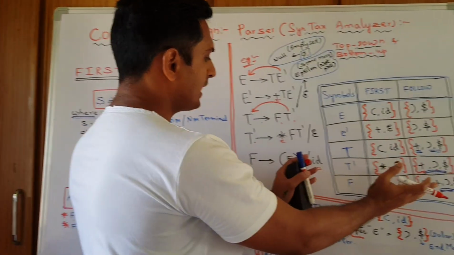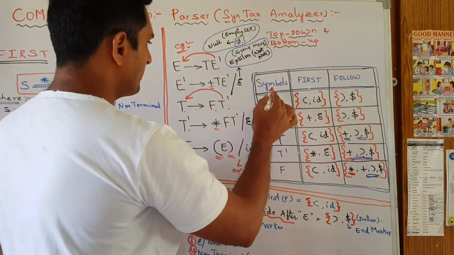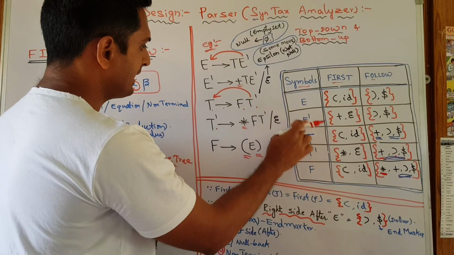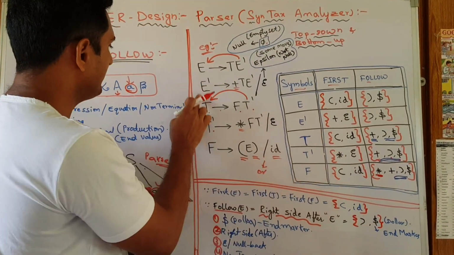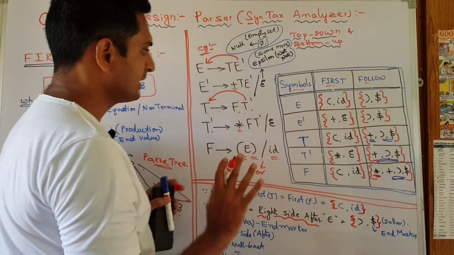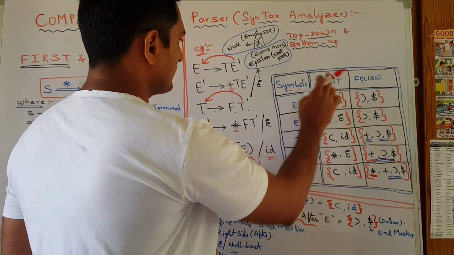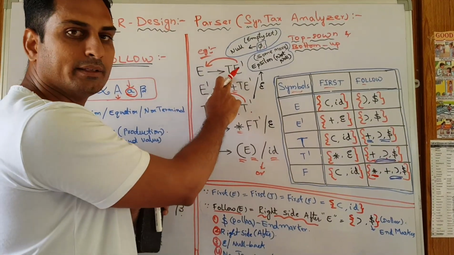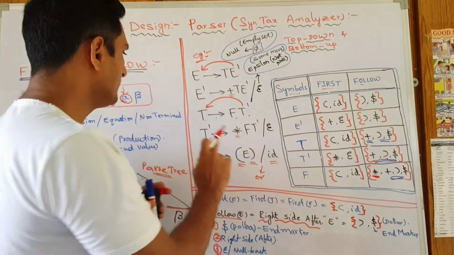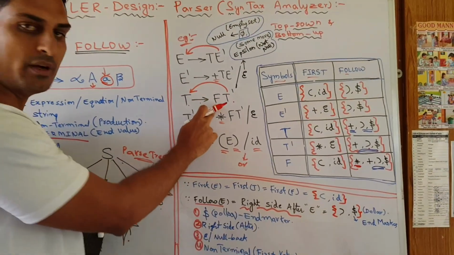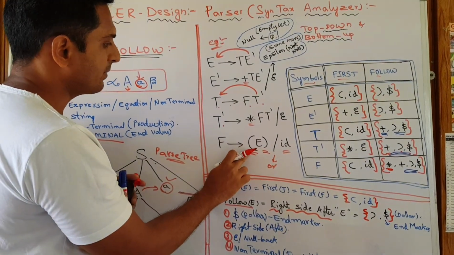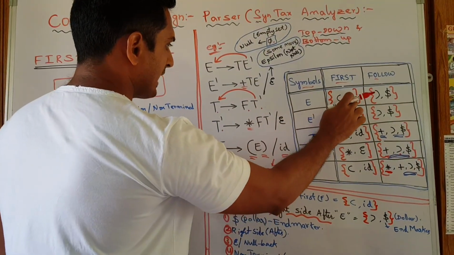Right. So I have drawn a table for this. Symbol, first and follow. So we have written E, E dash, T, T dash, F. Very simple. What is E's first value? E's first value is again T. T is not terminal. So what is T's value? F. F is again not terminal. F's first value is open bracket. So we have written open bracket as well as ID.